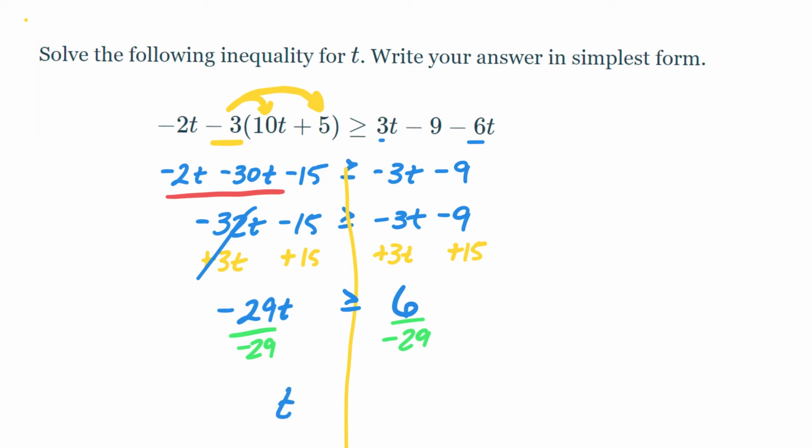And since we divided by a negative number, we do need to flip our inequality. So this is no longer a greater than or equal to sign. It is now a less than or equal to sign. 6 over 29 does not reduce, so this will be the answer that we use.